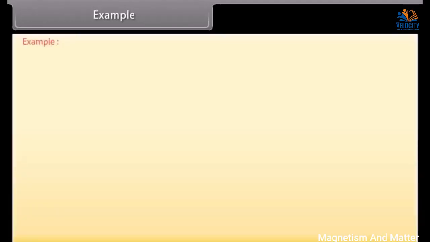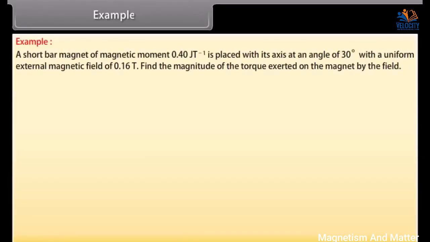Example. Let's take an example of a dipole in a uniform magnetic field. A short bar magnet of magnetic moment 0.40 joule per Tesla is placed with its axis at an angle of 30 degrees with a uniform external magnetic field of 0.16 Tesla. Find the magnitude of the torque exerted on the magnet by the field. Let's see the solution. Here given values are: m = 0.40 joule per Tesla, θ = 30 degrees, B = 0.16 Tesla.